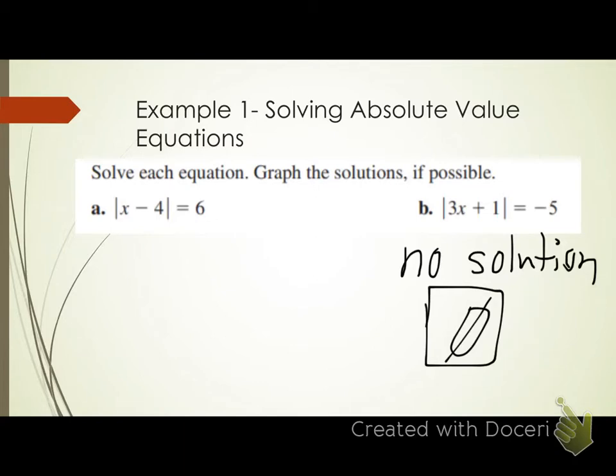absolute value, right? I'm going to do all the stuff inside the absolute value, and then I'm going to take the absolute value, which will give me a positive number, right? So no matter what number I plug in, it's going to turn out to be a positive number, so it can't be negative 5. Does that make sense for letter B? Why I got no solution? Okay, can I move on?